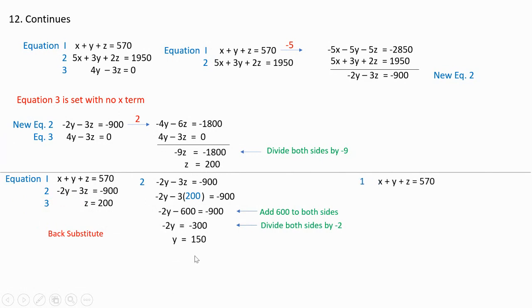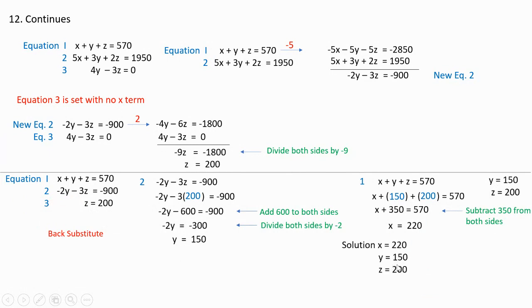Now I need to solve for x. So I already have the value for y and z, which is 150 and 200. I'll plug it in for the y and the z. There's my y, 150. My z is 200. Okay, after I simplify, I get x plus 350 equals 570. Subtract 350 from both sides. So I get 220. So x equals 220, y equals 150, and z equals 200.